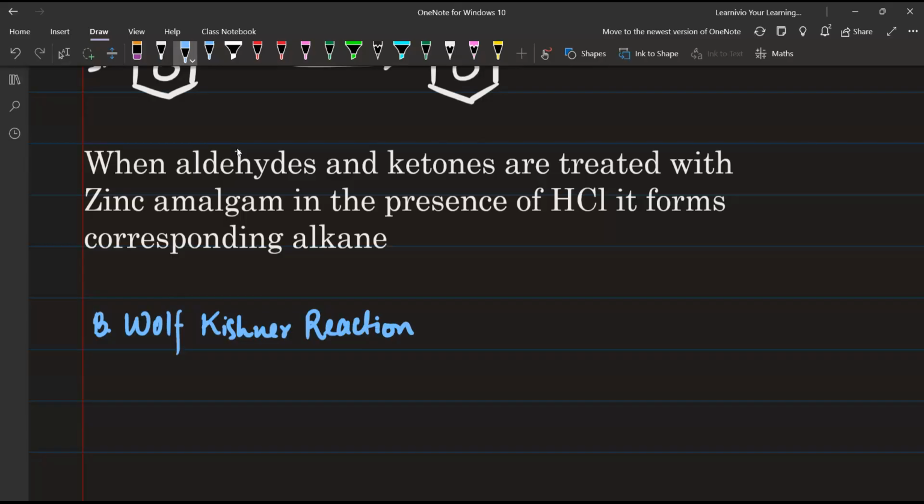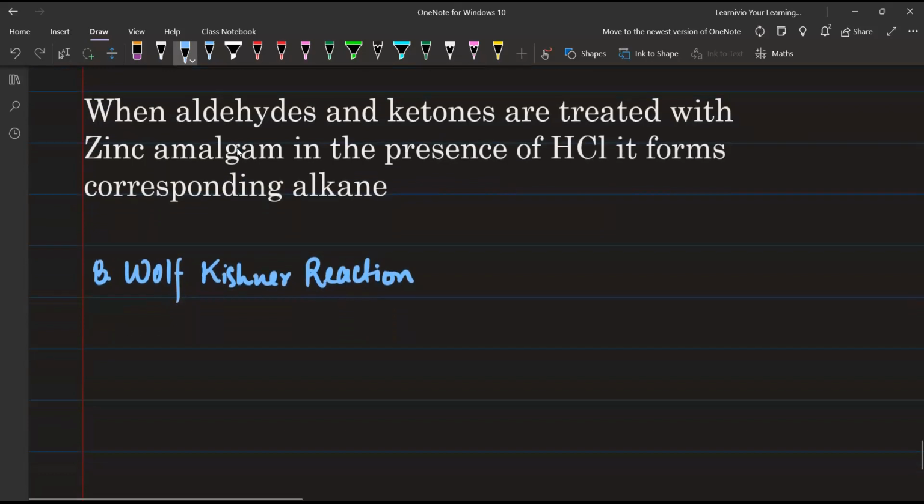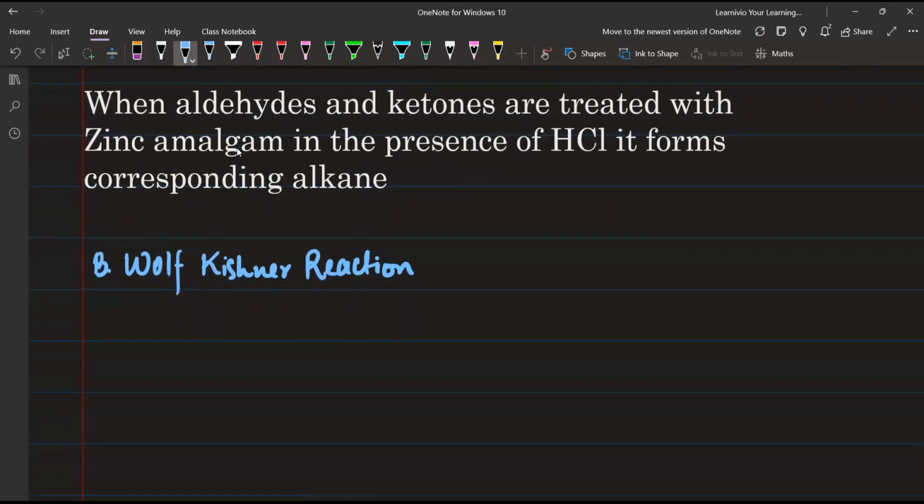Wolff-Kishner reaction or Wolff-Kishner reduction, it is the same thing. What happens here? We start with a carbonyl carbon and react this with hydrazine. If you have not seen hydrazine, that means you have not attended the previous classes. We have already done the reaction of carbonyl compounds with ammonia derivatives, and among the ammonia derivatives we have hydrazine.